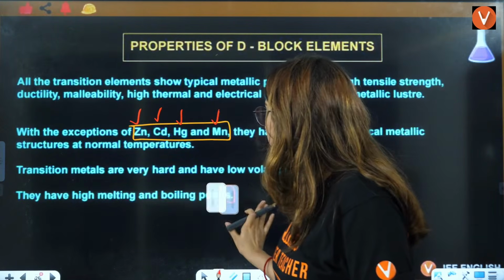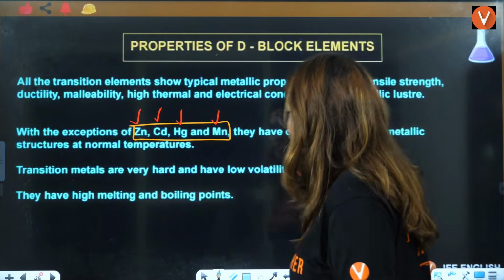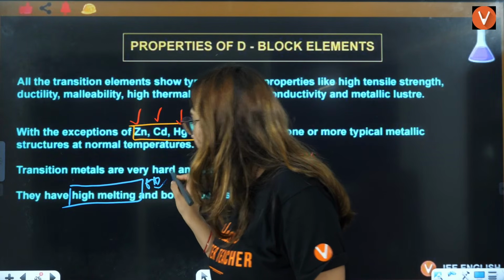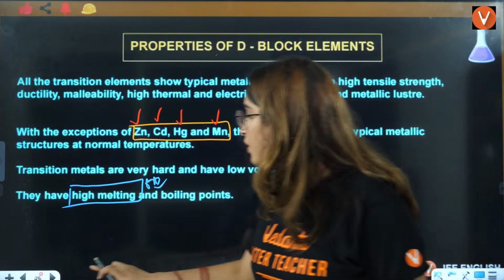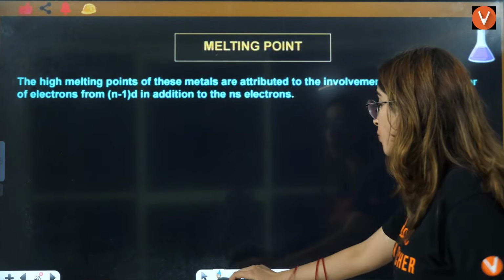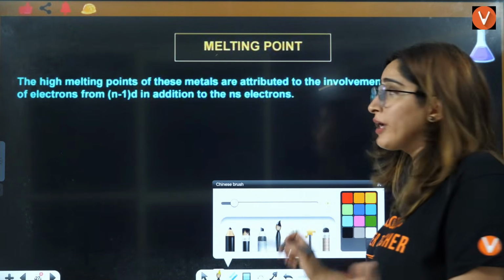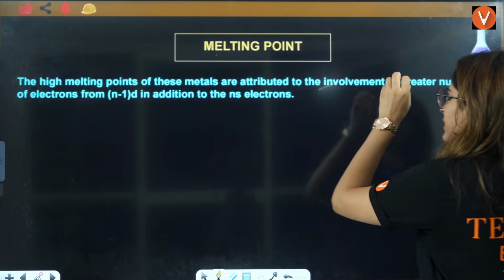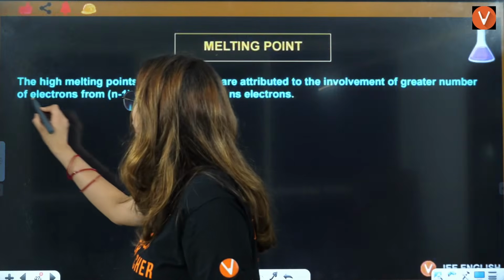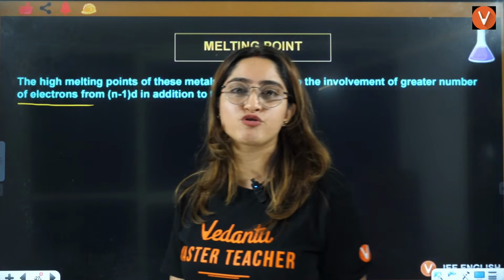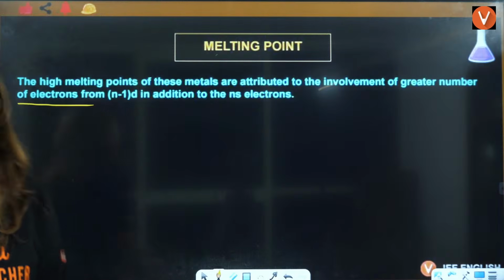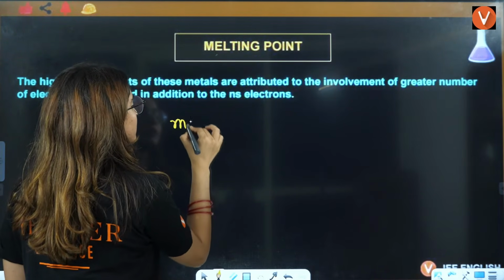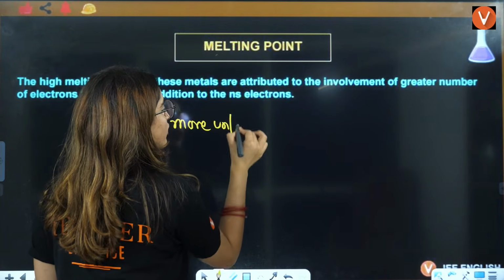And this is the most important point from here. It has high melting point. This is what we are going to discuss here. Why does it have such a high melting point? The high melting point of these metals is attributed to the involvement of a greater number of unpaired electrons in the n-1 d orbital. So more unpaired electrons.